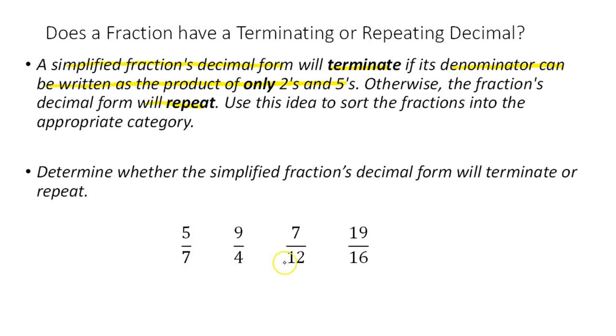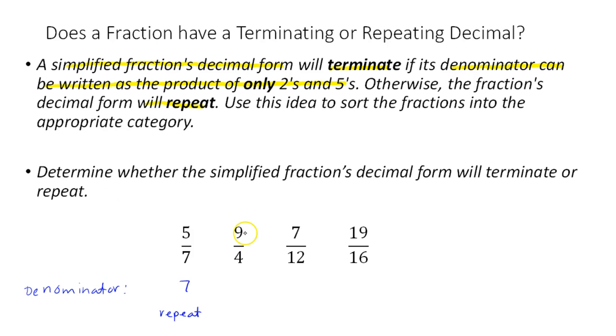So here's 4 fractions, and we're going to determine whether their decimal form will terminate or repeat based on their denominators. Looking at the first one, let's start making a chart here. Our denominator is 7, and the prime factorization of 7 is 7. 7 is a prime number. And notice that is not a product of only 2's and 5's, so this will repeat.